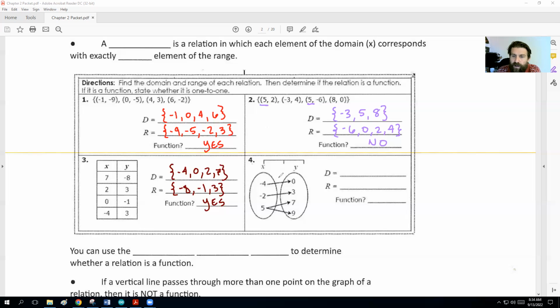And the last one here. Let's see, our domain. Well, that's kind of nice, it's already in the bubble for us. We've got -4, -2, and 5. Then our range is the Y bubble here: 0, 3, 7, and 9. Is this a function? No, we have this X going to two different numbers.